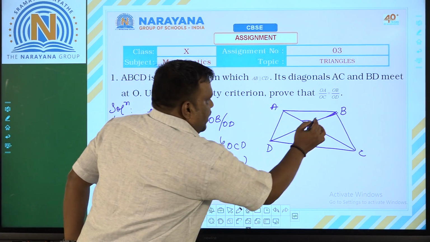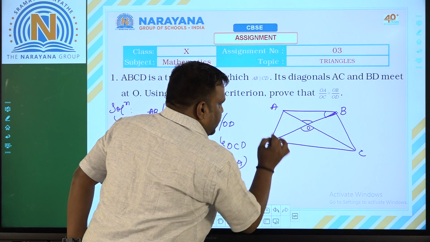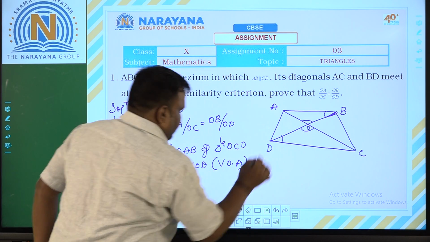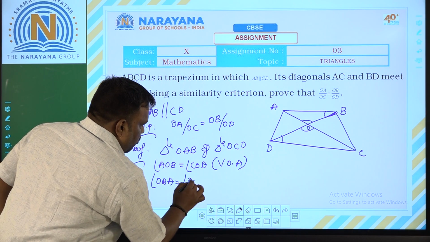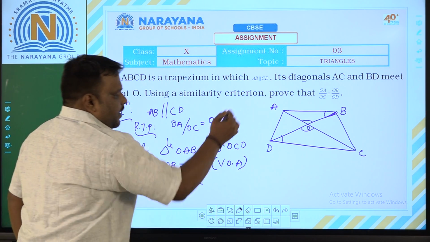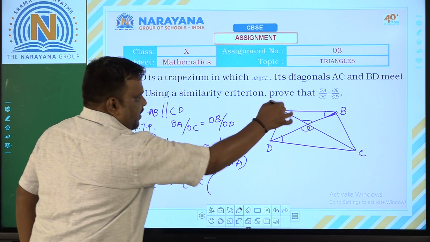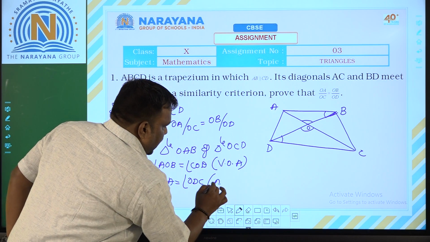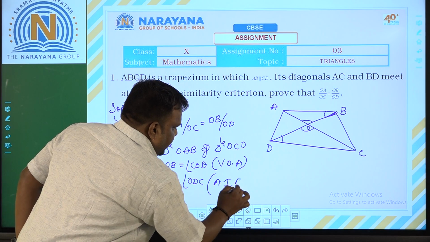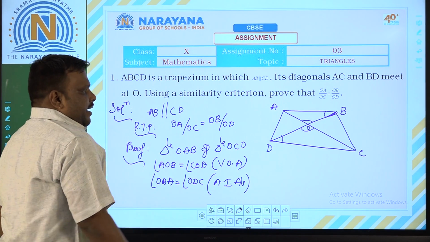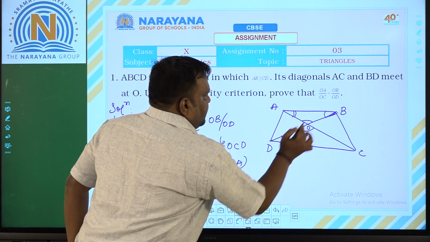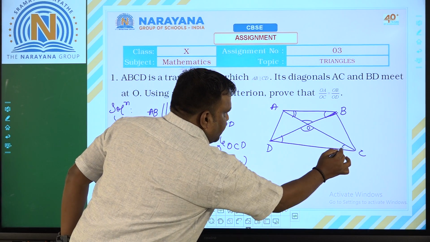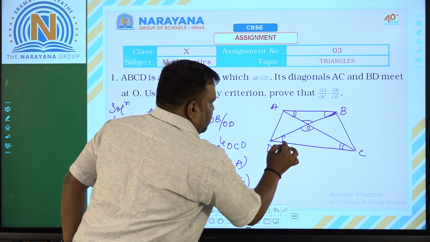Next, angle OBA is equal to angle ODC. These are alternate interior angles since AB is parallel to CD. In a similar manner, you may have angle OAB is equal to angle OCD. Even this is also possible.